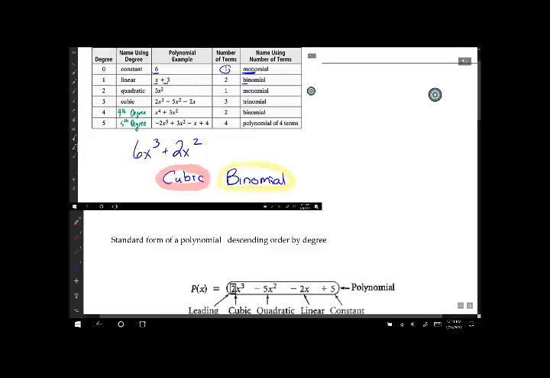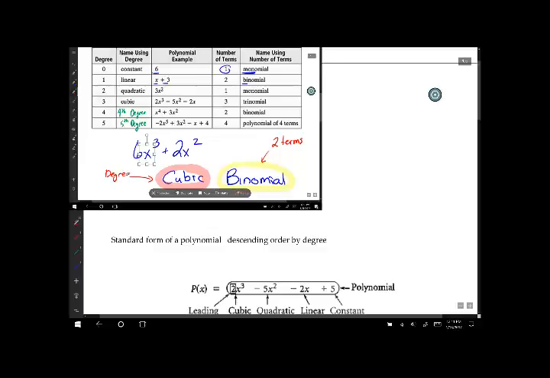Ryan. How do you get binomial again? How do they get binomial? Binomial has to do with the fact it is 2 terms, and I'm just going to write that: 2 terms. And cubic has to do with the fact that it is degree 3. Does that help? Yeah. Sean?